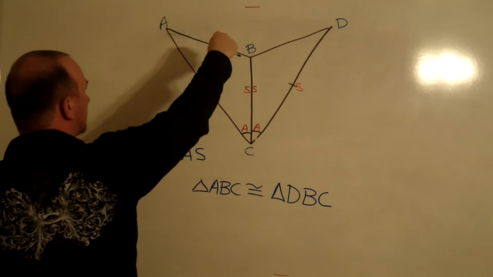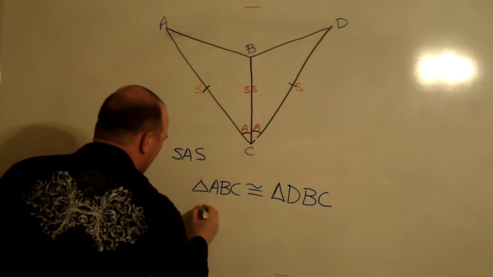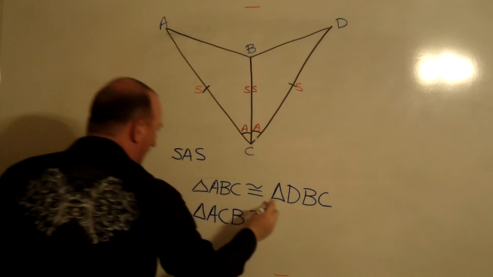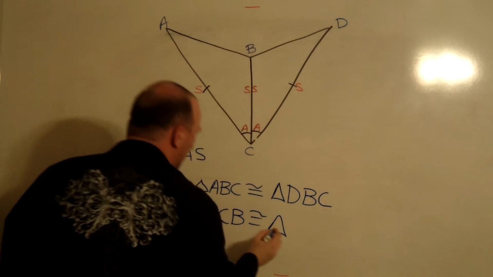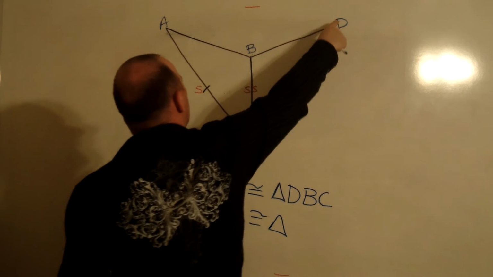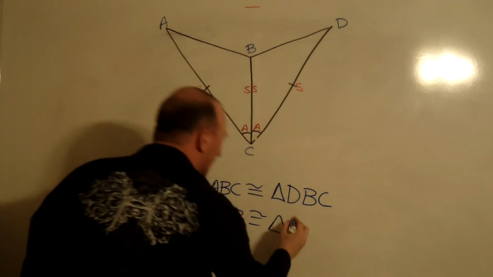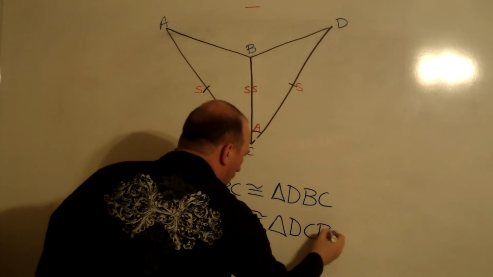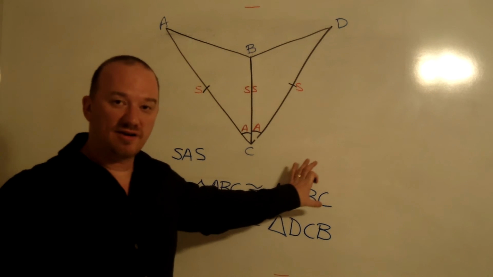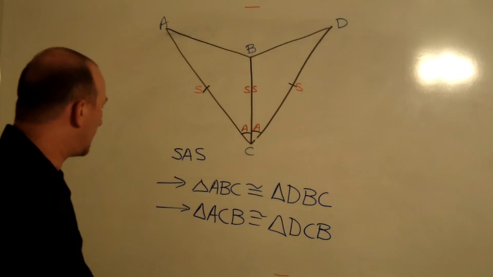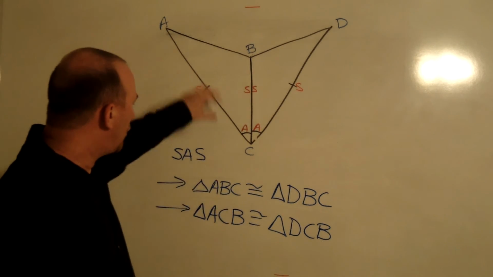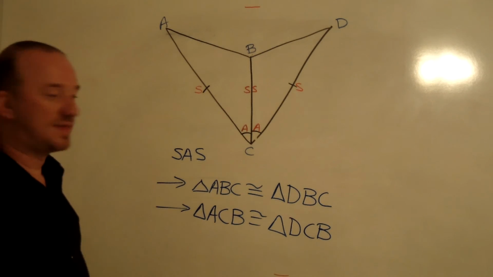We could have named this triangle ACB, but then we'd have to be careful on the other side to name it. We went A to C to B. We're going to do D to C to B. So the order doesn't matter. Whichever one you start with, you have to make sure that you pattern it on the other side to make sure that you're keeping the information here, so that somebody looking at this could say, oh, I know what sides are congruent to each other just by looking at the way that this is written.